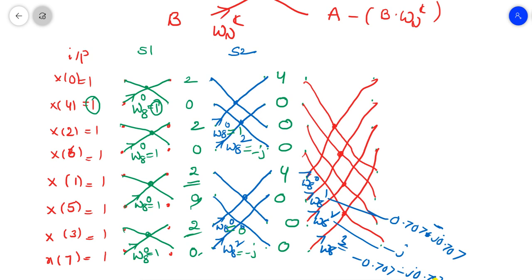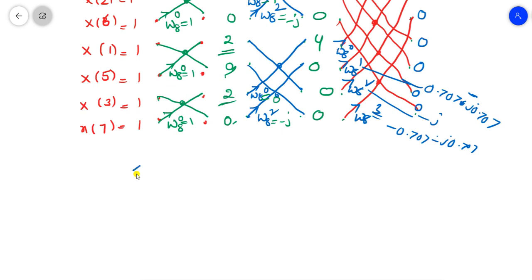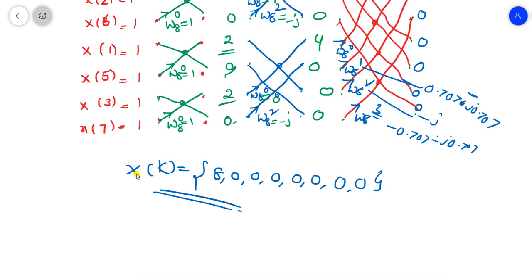After again the same step, 4 plus 4 is equal to 8, and 4 minus 4 is equal to 0. Remaining all zeros: 0, 0, 0, and here also 0, 0. So finally my X of k is obtained: 8, 0, 0, 0, 0, 0, 0, 0. So this is my answer.